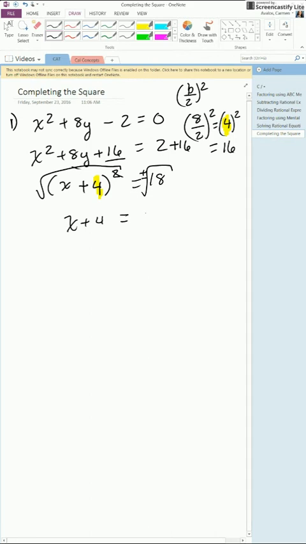The other thing about the 18 is that it's not simplified further, where I know that inside there is a perfect square being hidden, so it's 9 times 2, and so then we get plus or minus, the perfect square is going to be 3 square root of 2, and that's how you simplify a radical. And we take the 4 over, and so it's negative 4 plus or minus 3 square root of 2.